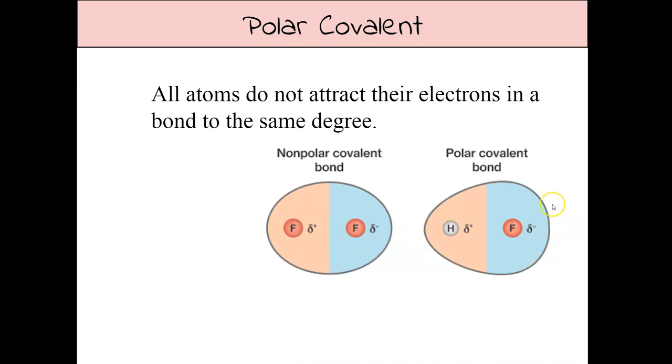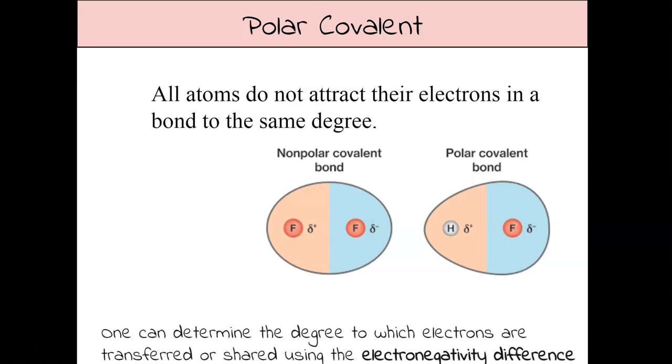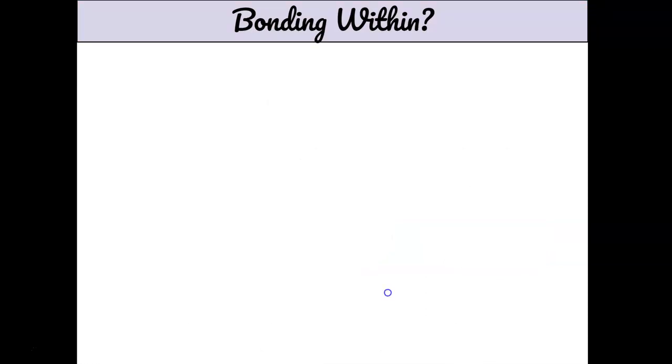However, if we look at hydrogen bonded to fluorine, the fluorine will want that electron close to it a little bit more. So the electron's going to spend more time in this teal area, and because of that it develops this partial charge, which is just a delta. It looks like a small d. That's used to represent a mini charge, not a full ion yet, but getting there. So one can determine the degree to which electrons are transferred or shared by looking at electronegativity values.